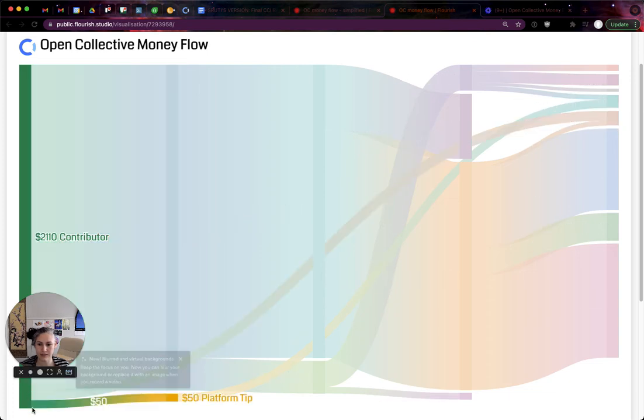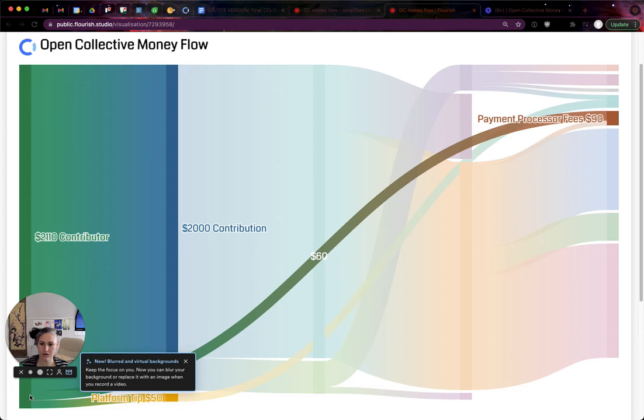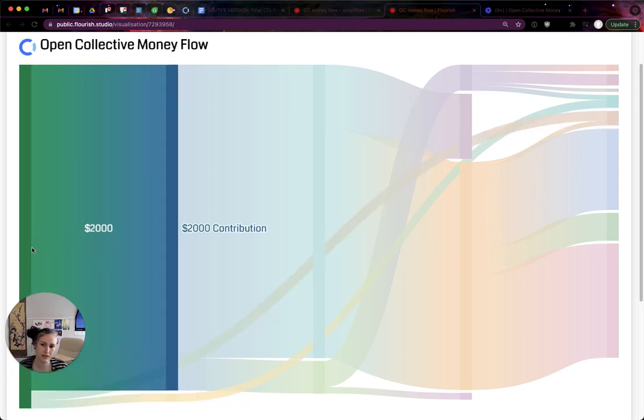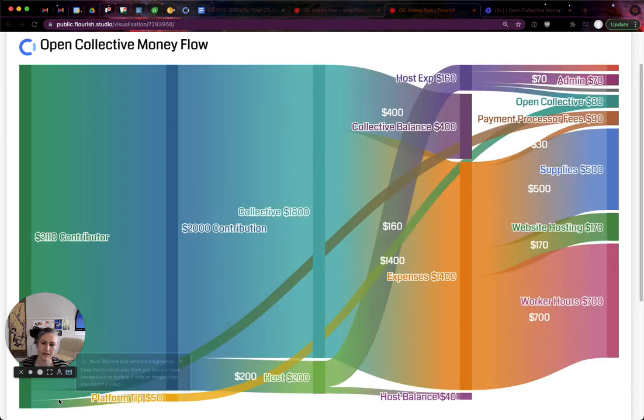So just to show you, a platform tip. So this is an optional donation that payers can make to Open Collective, the platform, when they're contributing to a collective. So this person has decided to give a $50 tip. And then also we've got here payment processor fees. So if they pay by credit card, that'll be going through Stripe, and Stripe charges a fee. So those two numbers are what's adding up to a less round number. So they put in 2,000 and then those two things come on top.